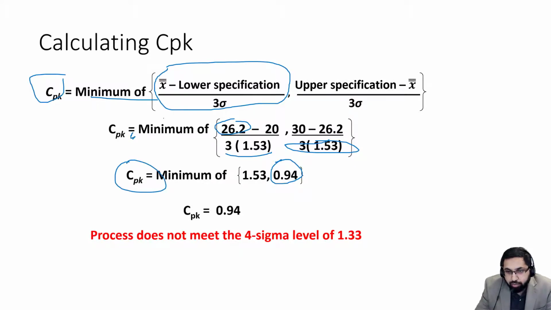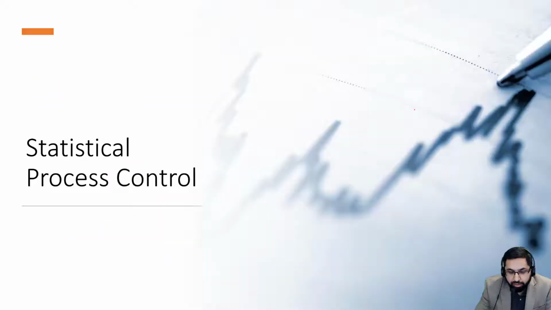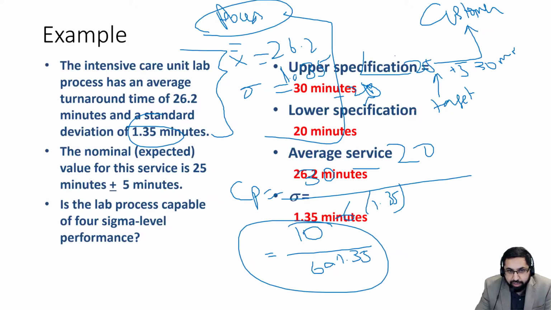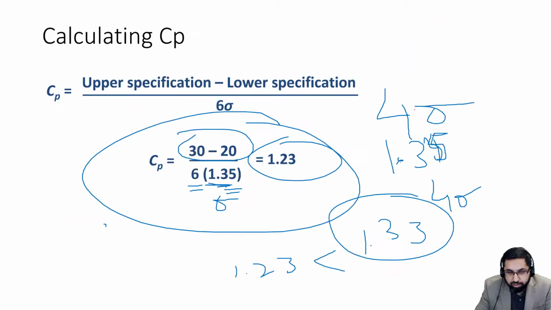So you'll see that 0.94 is the smaller of the two numbers. So for CPK, we pick the minimum, that's 0.94. And again, this CPK is less than 1.33. The process does not meet the 4 sigma level. Now remember that if CP or CPK is bad, that means the process is not capable. So both on CP and CPK, the process did not meet the desired quality level of 4 sigma.